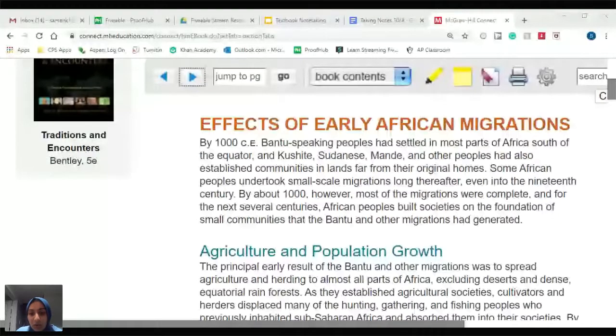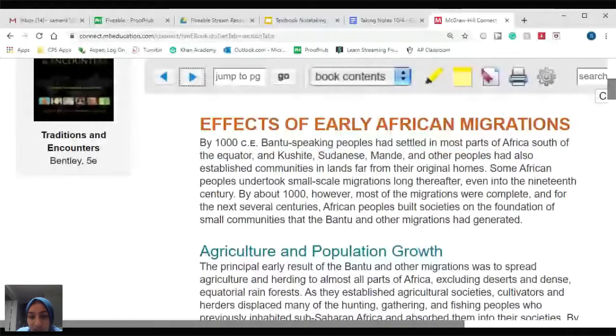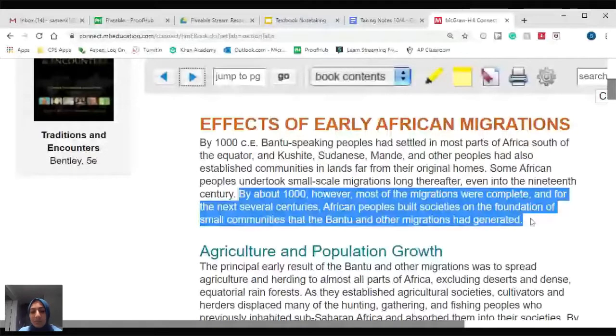Okay. So if I were doing this, I would say this thing right here. I'd sum it up. I'd say that by 1000, we had the Bantu people in the south, and we had other groups such as the Kushite, Sudanese, Mande, and other people established communities. And then I would also say this part. I would kind of sum this up. So I'd say by 1000, most migrations were complete and African peoples started to build societies.